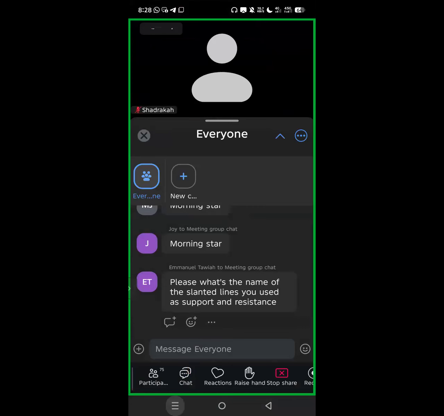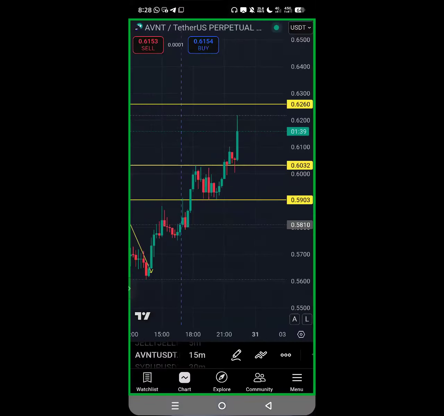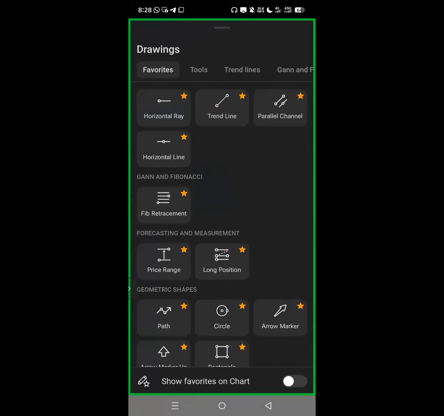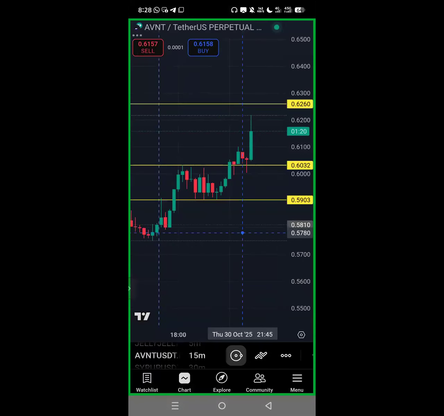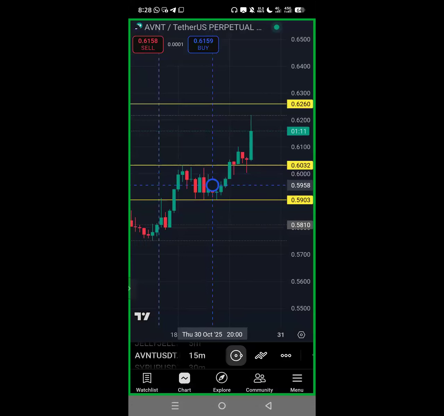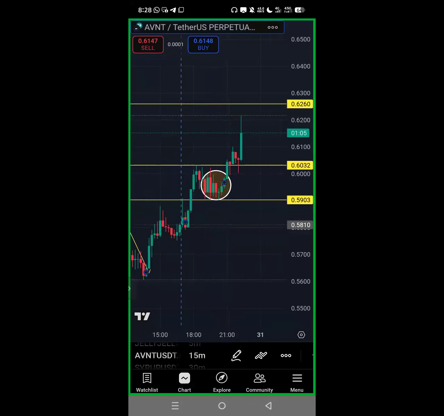What formation was that? This one here. It happened on our support, after the breakout. If you can see, it is a red candlestick and then an indecision candlestick. Then thereafter, there was a bullish candlestick. It was a three candlestick pattern formation around our support.